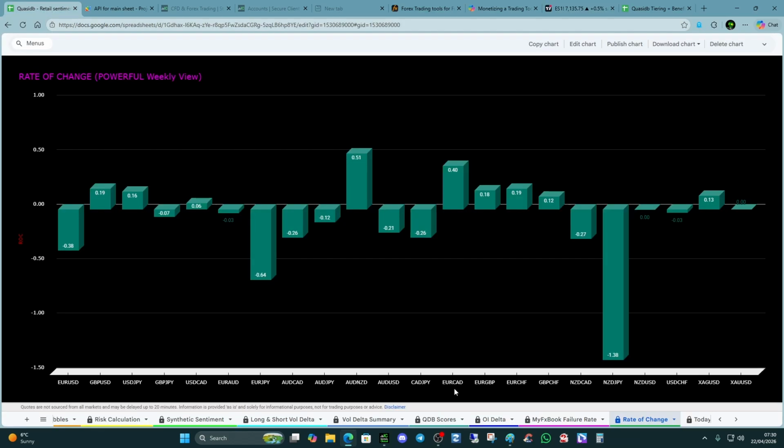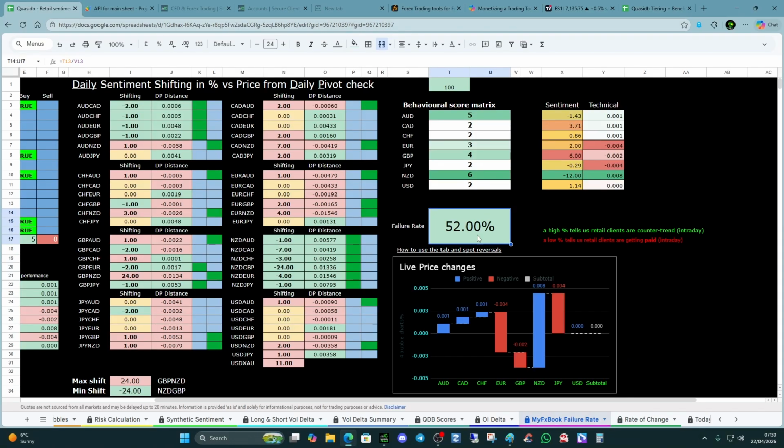I think we'll probably have to flip to Discord now because it's going to be a really long video. Oh, the failure rate. I was going to talk about that. Now, what that does is tell us the success or failure of the crowd today, intraday. If it's above 50%, it tells us that they are losing on average. If it's below 50%, they're getting paid.